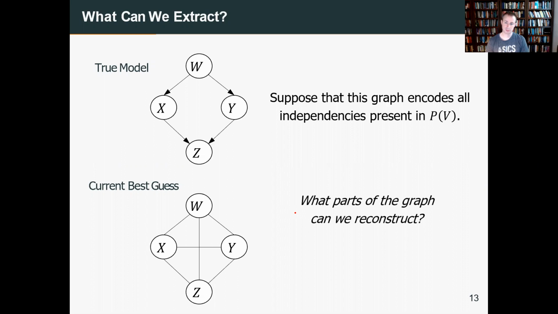And then what we want to ask is, what parts of this graph can we start reconstructing? Okay. Does it make sense so far? Yes.